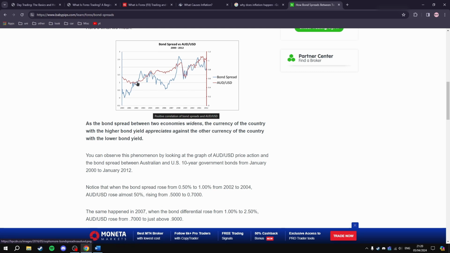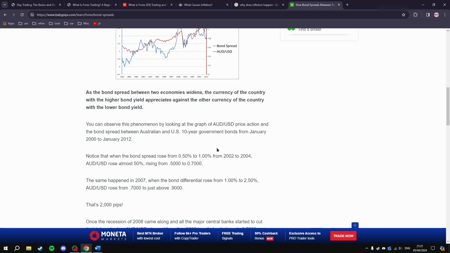the bond spread, which is the blue line, to 1%, AUD/USD rose almost 50%. So from here to here, rising from 0.5, so around here, to 0.7, around here. The same happened in 2007 when the bond differential rose from 1 to 2.5%. AUD/USD rose from just above 0.7 to just above 0.9.